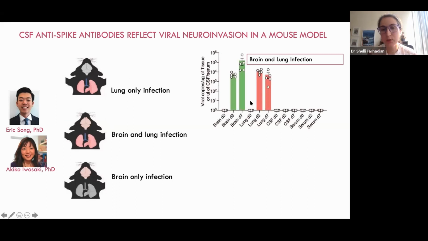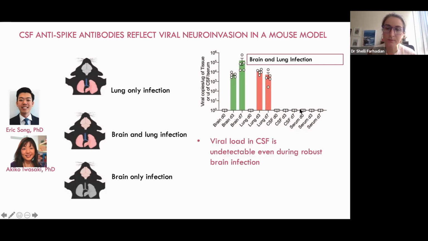First, we asked whether we could pick up virus in the CSF of these various animals. So looking now at the levels of viral titers in the brain, in the lung, in the CSF, and in the serum, you can see that in the mouse that had both brain and lung infection, the level of virus, not surprisingly, is detectable in the brain at day 3 and day 7 post-infection, and virus likewise is detectable in the lung. But despite robust brain infection, virus is never detectable in the CSF of these animals.